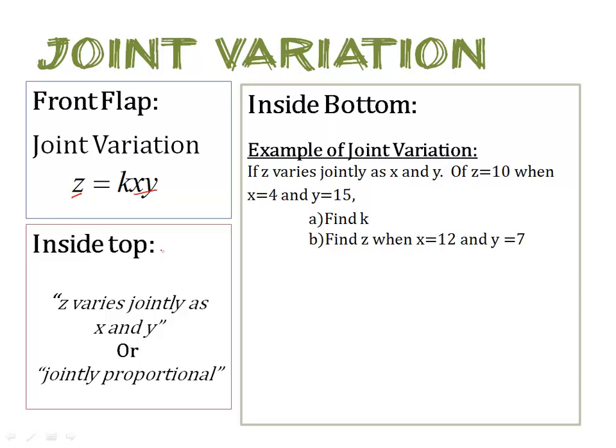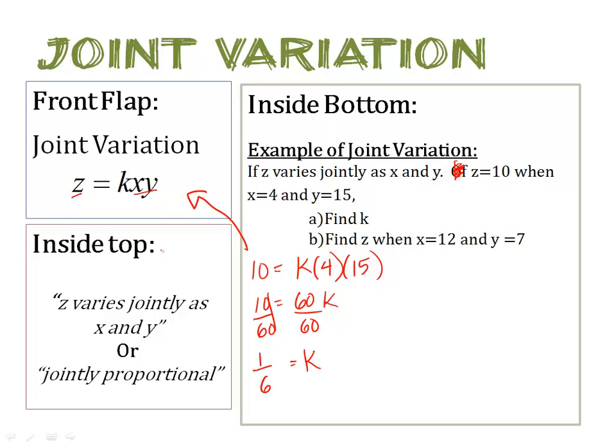So here's the problem. If z varies jointly as x and y, well, that should say that z is 10 when k is my constant, x is 4, y is 15. So all I'm doing is plugging into this equation right here. K is my unknown, so I'm going to solve this. 4 times 15 is 60 times k, divide by 60, reduce that, k equals 1/6.